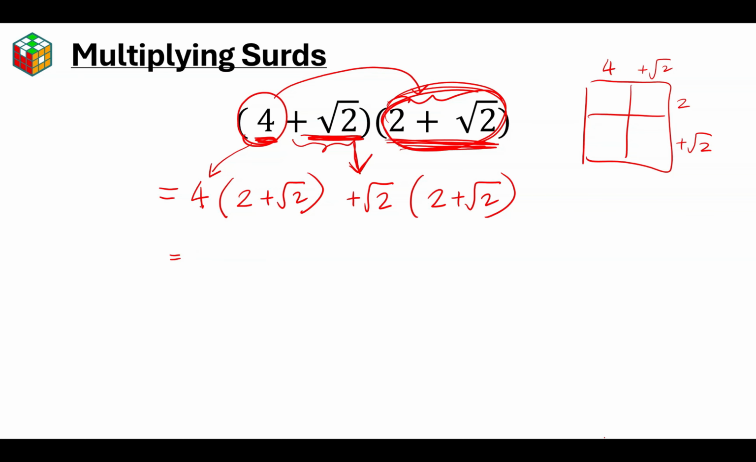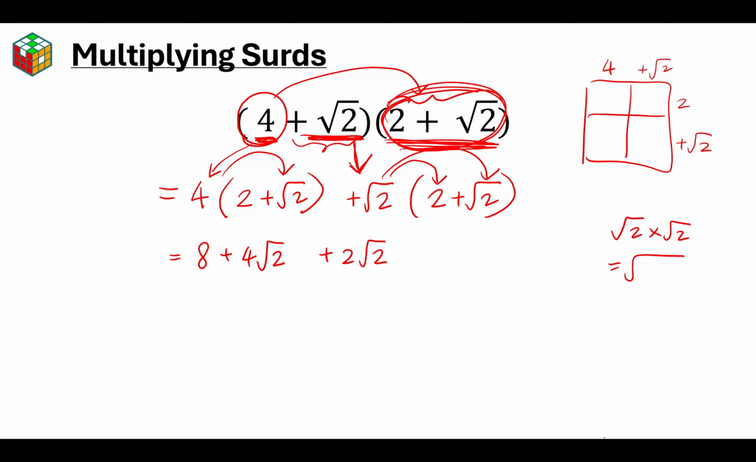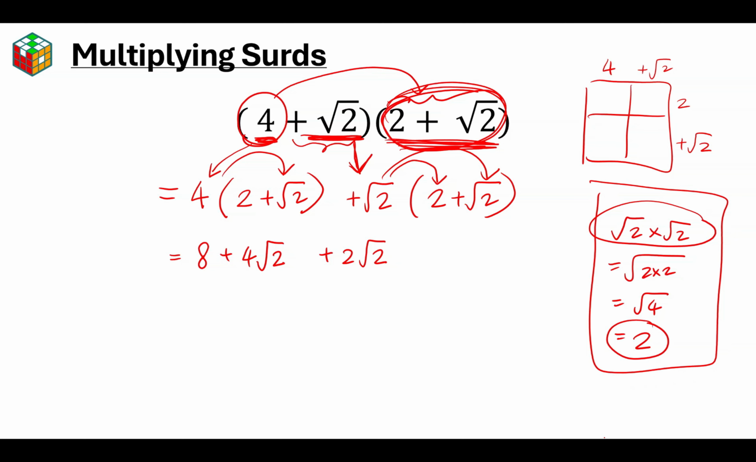2 times 4 is 8. 4 times root 2 is 4 root 2. Root 2 times 2 is positive 2 root 2. Root 2 times root 2. Now, root 2 times root 2, think about it, 2 times 2 is 4, root 4 is 2. Basically, root 2 times root 2, you will have a whole number. So that is something that you should get very familiar with. Then it will be a positive 2.